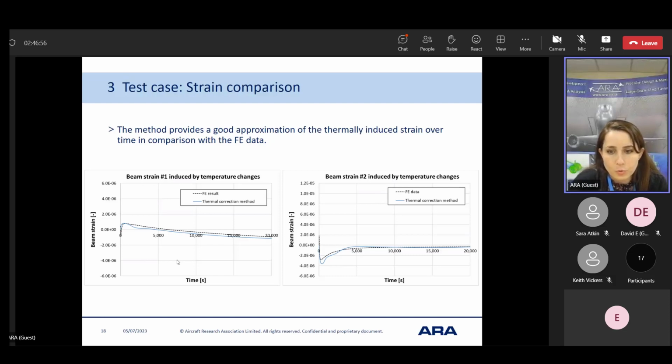This is the result for two beams, beam 1 and beam 2. At beam 1, we have an increase in strain at the peak where we have a very small temperature. However, for another beam, at the same time, we have a very sharp decrease in strain.